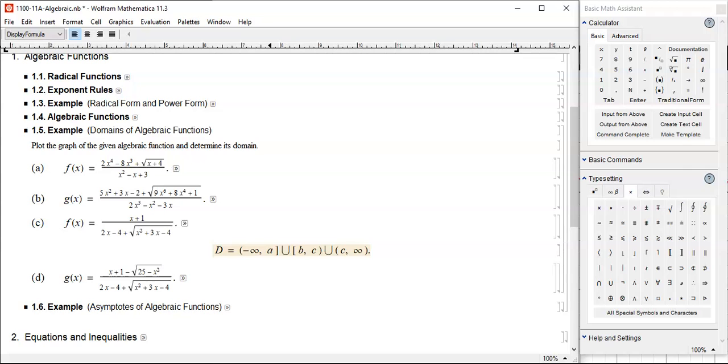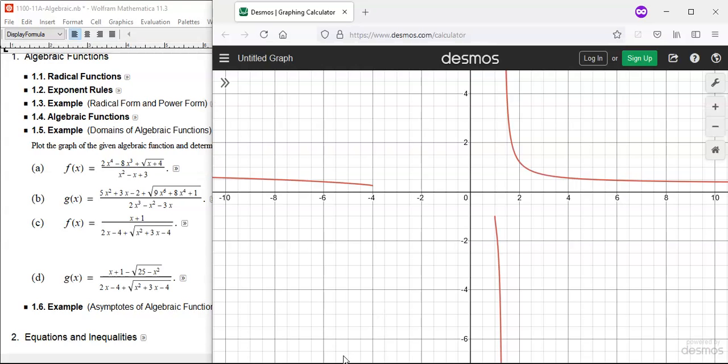This is my reasonable guess. Let's go back to the graph here. So -infinity to a here, and then we have empty space. So starting from b, not a, and then c somewhere here, that's a vertical asymptote, and c to infinity, this one.